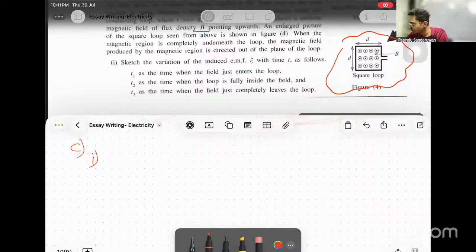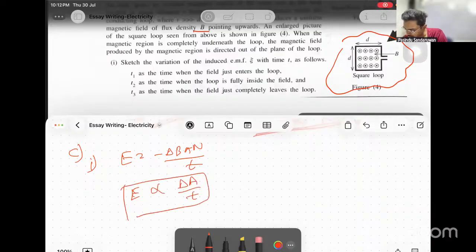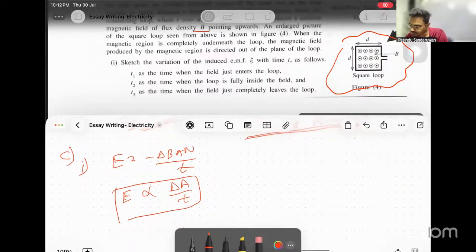Then we know, we need to plot induced EMF. E is minus delta phi over t, or this is also written as minus d phi by dt. Now when it enters, what changes is only delta A over t. Then E is proportional to delta A over t. Then we plot the time variation.